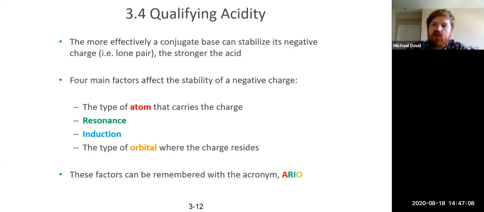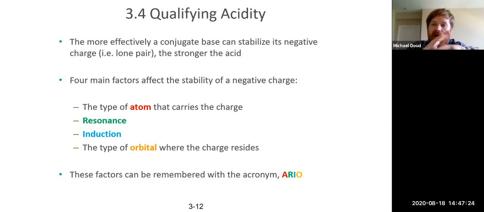Next up, we have induction. We'll talk about the inductive effect. So in other words, if both lone pairs are on the same atom and have the same amount of resonance, then we're going to look at inductive effects next. I'll define that for you. That's the presence of electronegative atoms.